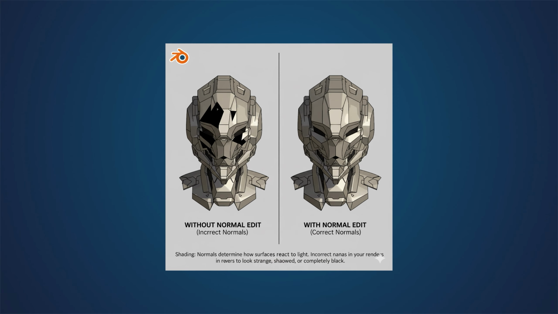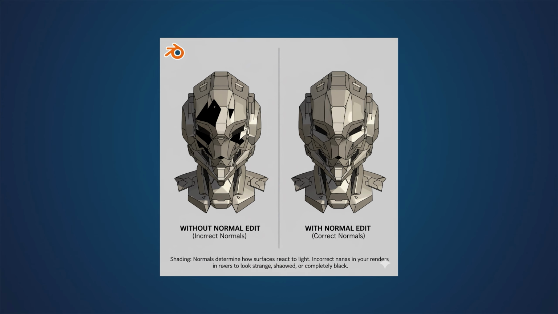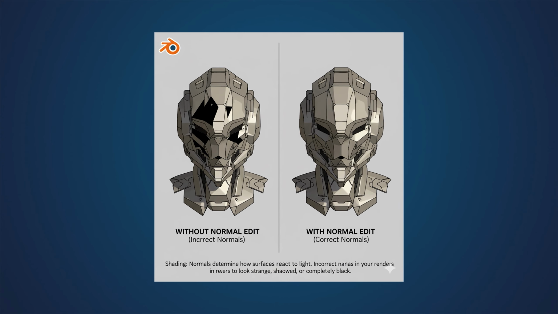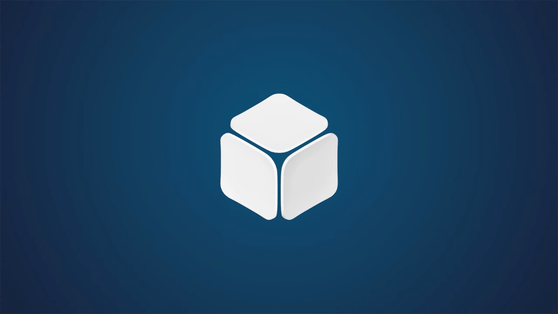In shading, normals determine how surfaces react to light. Incorrect normals cause areas in your renders to look strange, shadowed, or completely black. In game development, game engines only render the front faces of polygons to improve performance. If the normals are reversed, those surfaces become invisible in the game. As you can see, normals are not just small blue lines. They are a vital topic that can come out at every step of the modeling process.